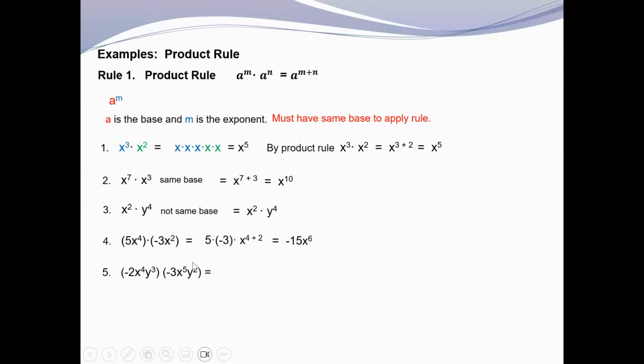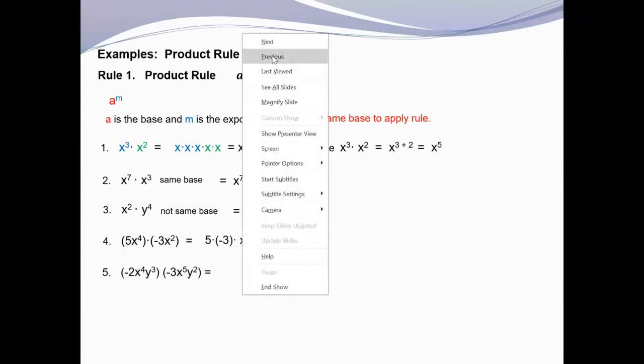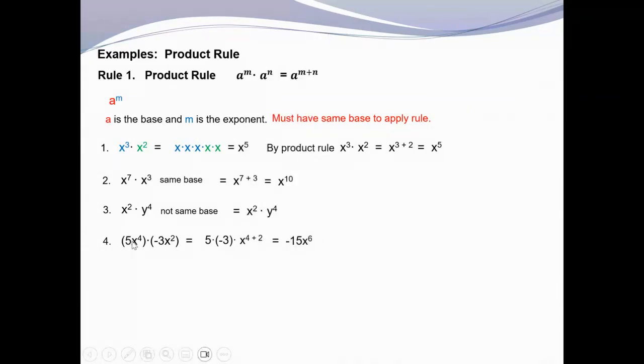Again, let's do the previous one. You can do this in your head, because 5 times negative 3 is negative 15. And then we notice that we have the same base, which is the x. We add the exponents, so you can go straight from the original problem all the way to the answer. Here in the middle, I'm just showing you how to get that answer.